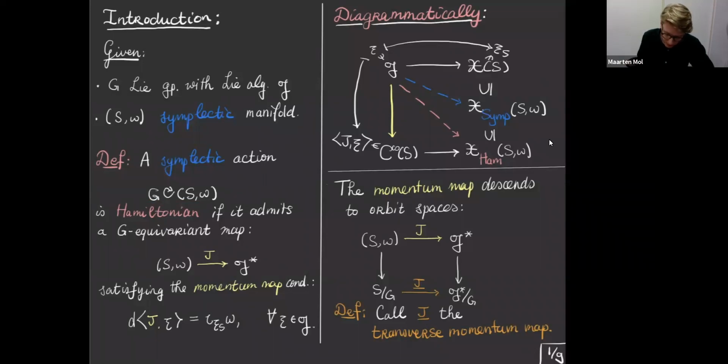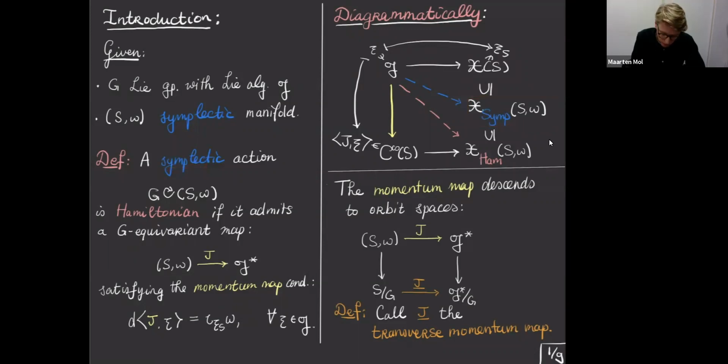Then a symplectic action of the Lie group G on the symplectic manifold is called Hamiltonian if there is a G-equivariant momentum map. So this is a map from the symplectic manifold into the dual of the Lie algebra, and it's required to satisfy a so-called momentum map condition, which I think is probably easiest to understand in a diagram. So given any action, we have an induced infinitesimal action, which is a Lie algebra map from the Lie algebra to the Lie algebra of vector fields on the manifold S. And if the action is symplectic, then this infinitesimal action actually takes values in the symplectic vector fields.